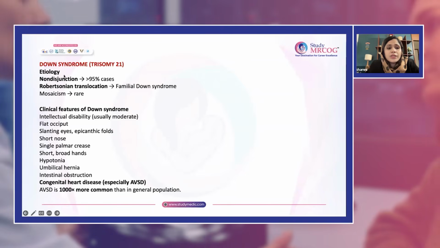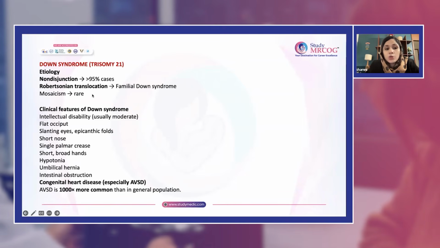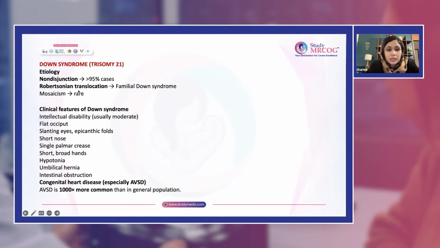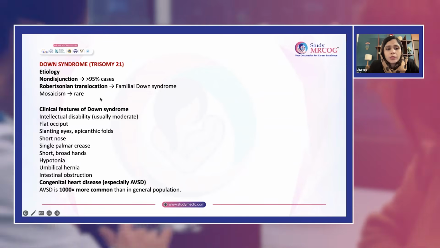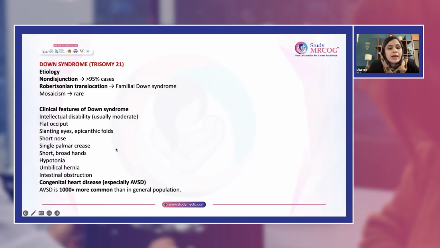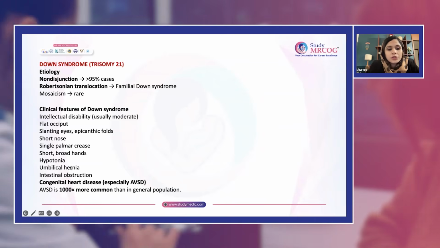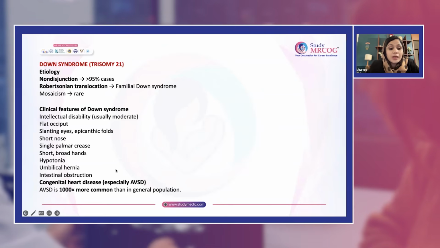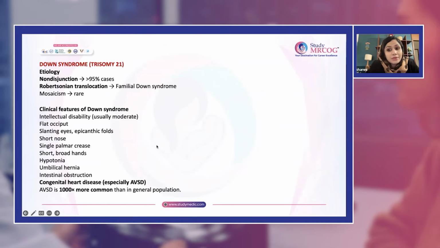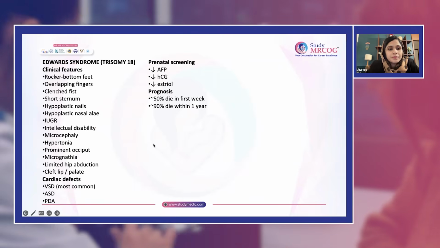So Down syndrome features are very important. Mostly it occurs due to non-disjunction, 95% of the cases. In familial Down's, usually Robertsonian translocation is seen. And these are the features of Down syndrome: flat occiput, slanting eyes, short nose, broad hands, hypertonia. Congenital heart disease, especially AVSD, is common here.